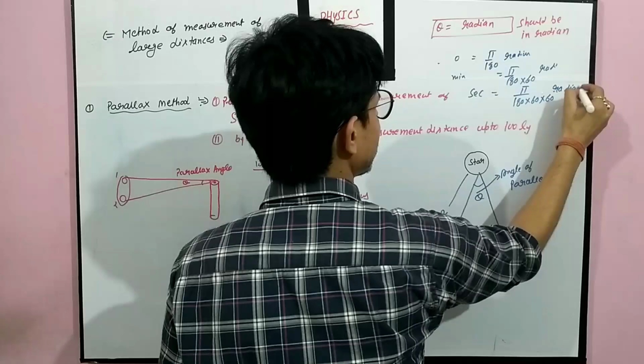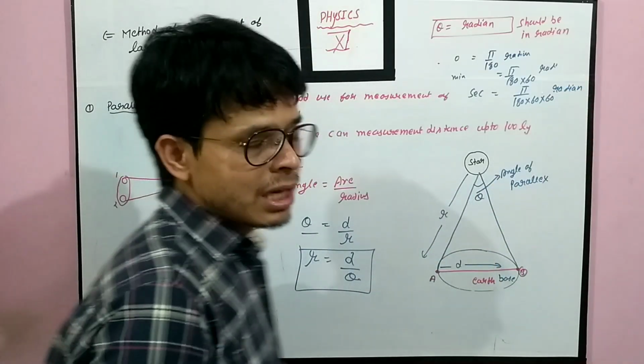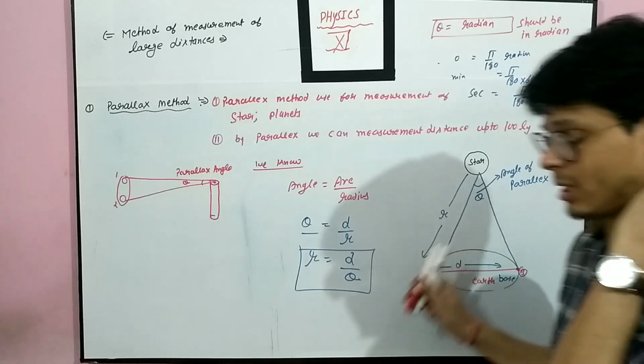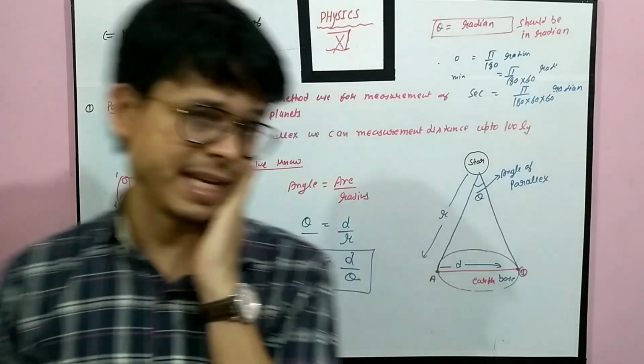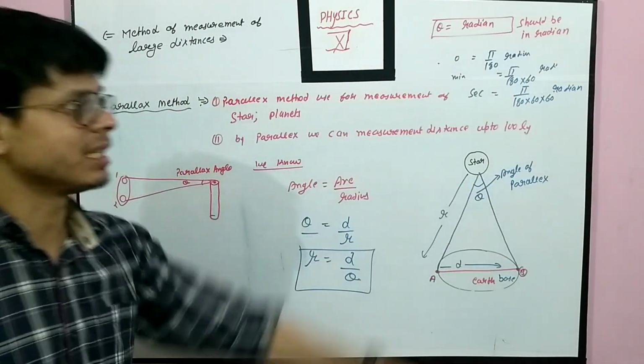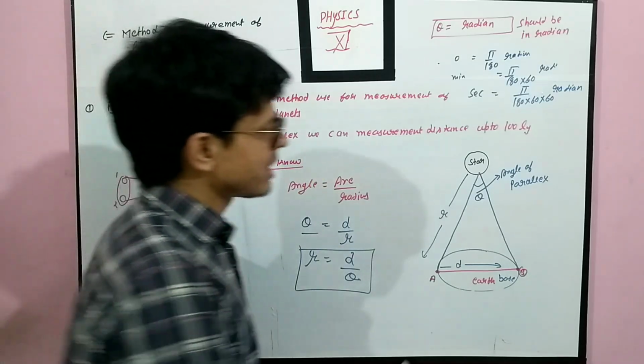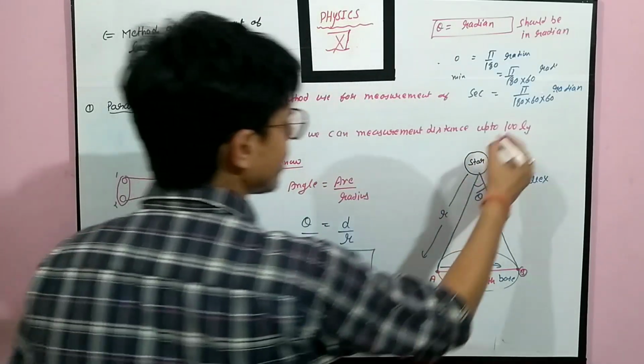So every time, whatever this parallax angle will be given, you have to change it in radian only, because this is a plane angle, and plane angle unit is radian. It is a supplementary unit. So this is another method, but this method is used only up to 100 light year.